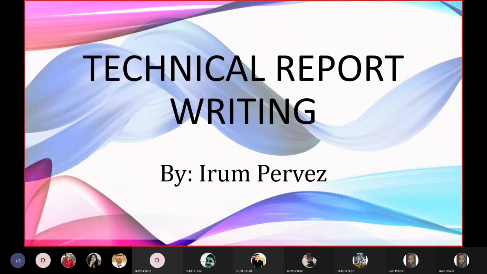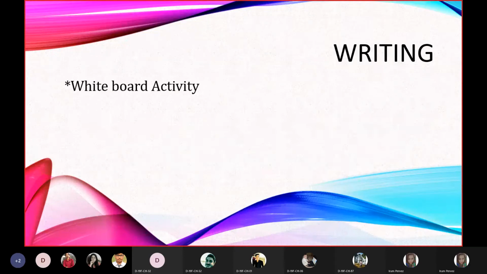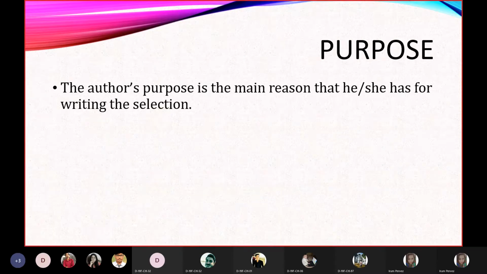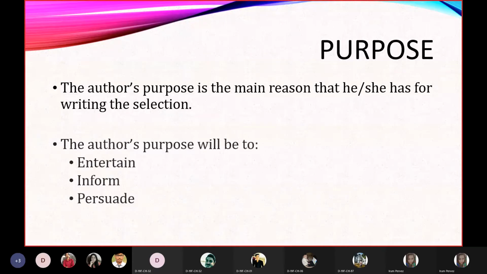Meanwhile, everyone is joining. Let's have a recap of what we did yesterday in this new slide. We started with writing and we understood what writing is. Every symbol is not a part of writing unless it is common between us and in a readable form. Then we learned that there are three main purposes for which everyone writes: entertainment, information, or persuasion.